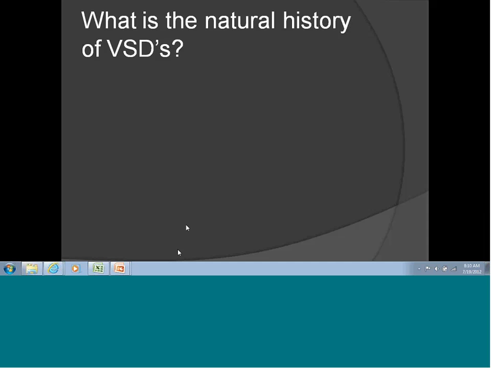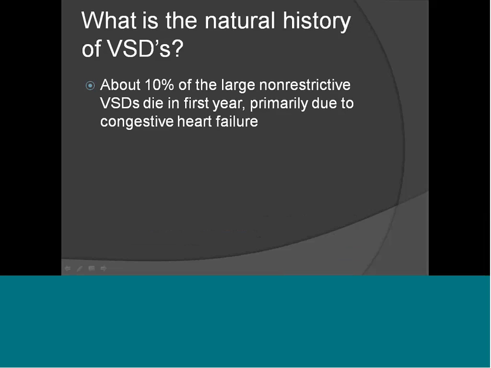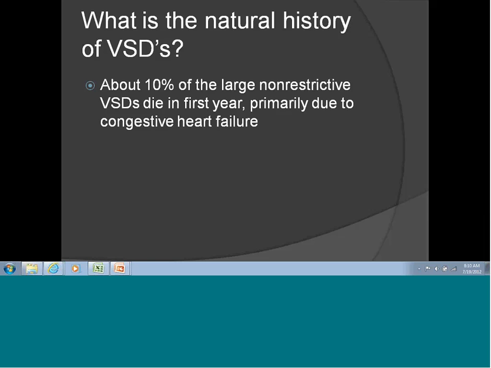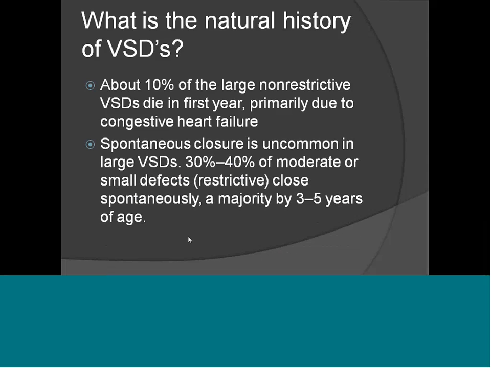Okay, so 80% by 8 years, that's a pretty high number. Now, one of the natural history issues is that about 10% will die in the first year because of heart failure, respiratory infections, and so on. Now, spontaneous closure is quite uncommon in large VSDs. If you have a moderate or small defect, 30 to 40% will close spontaneously by 3 to 5 years, which is why we wait with moderate VSDs till 3 to 5 years to see if they get smaller.